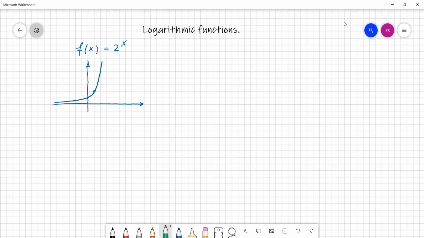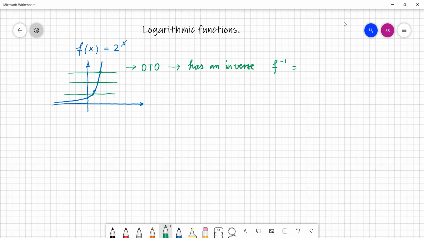Now guys, if I check this function with the horizontal line test, I'm going to see that the function intersects a horizontal line only once everywhere. So it's 1 to 1. And when a function is 1 to 1, it means that it has an inverse, f inverse. And we have a notation for this inverse function.